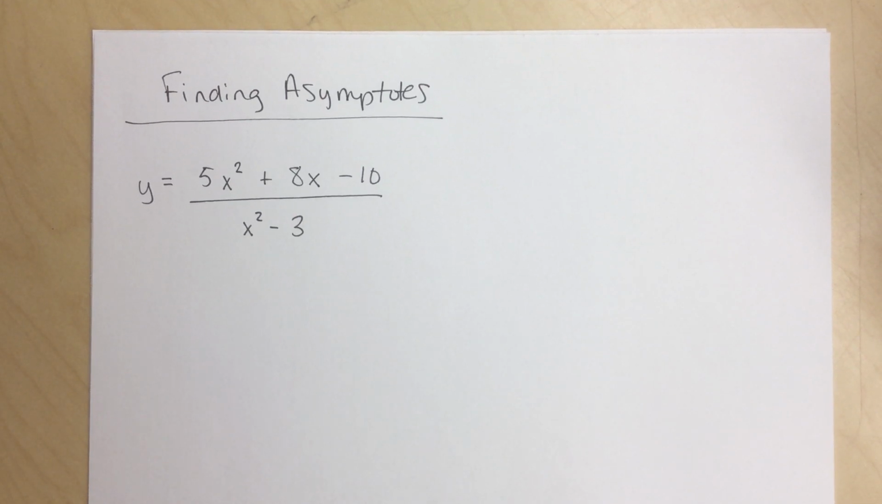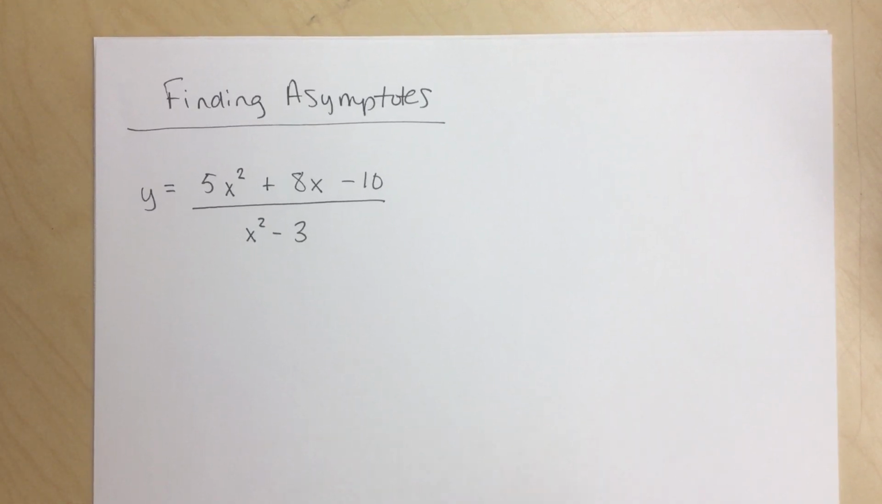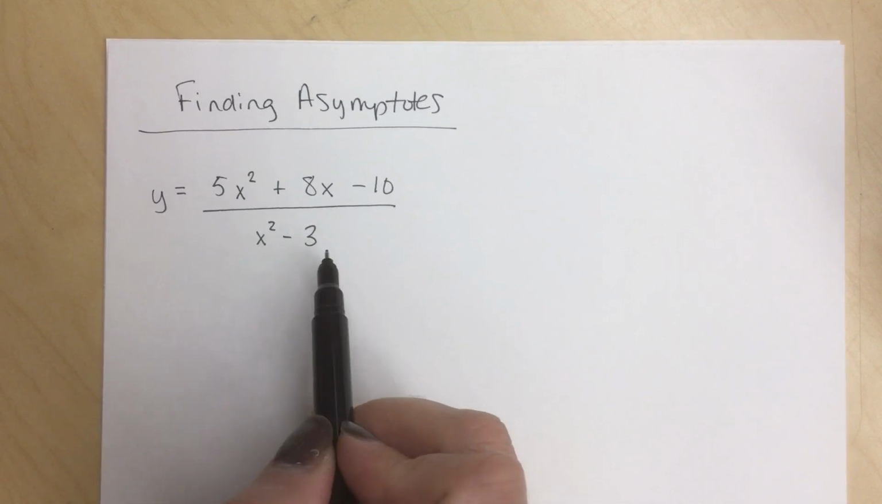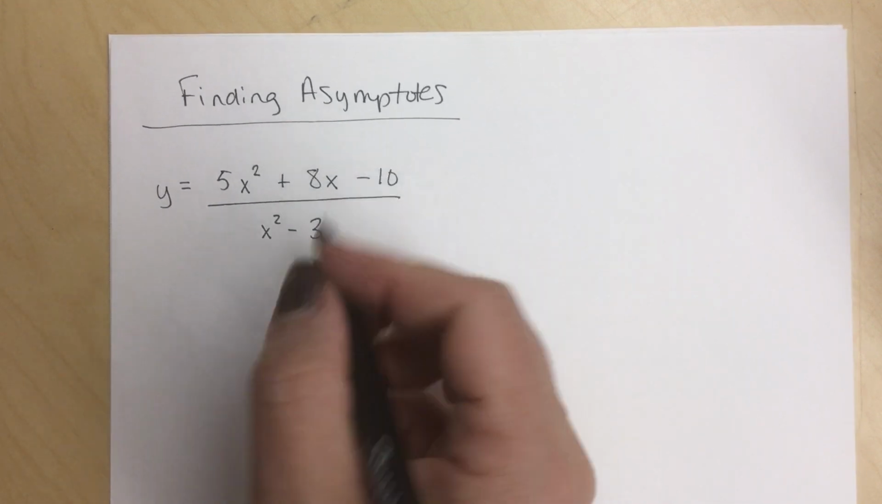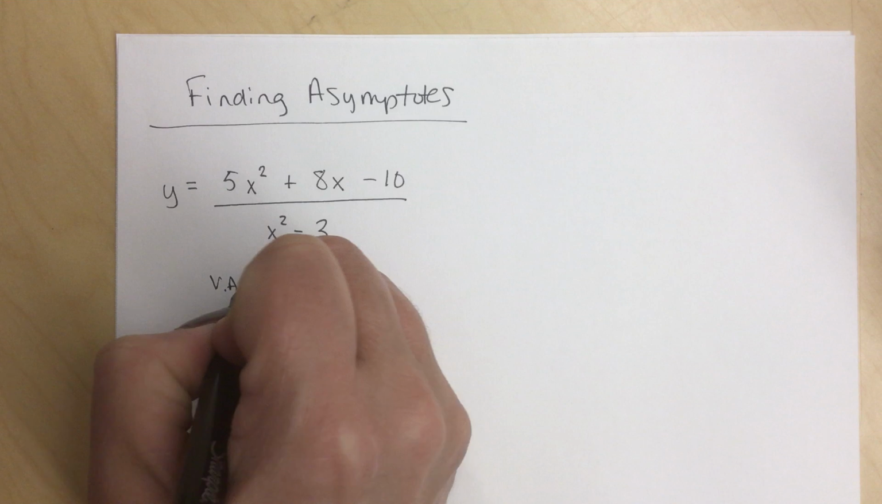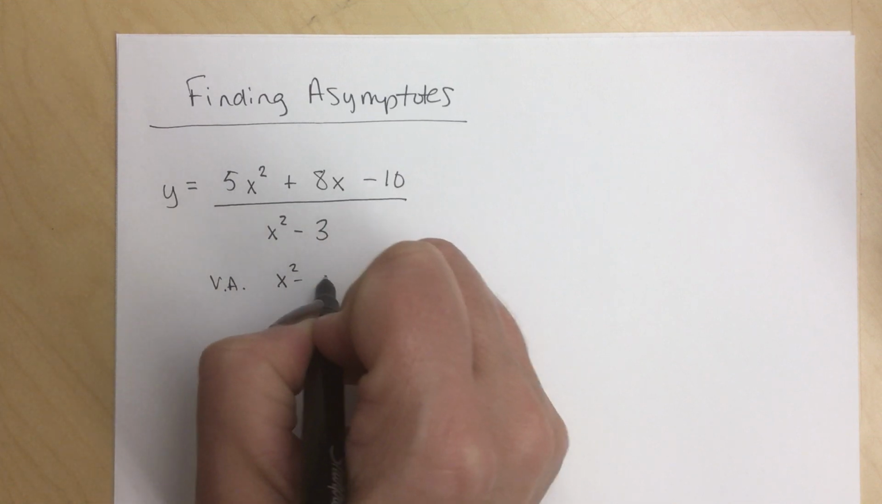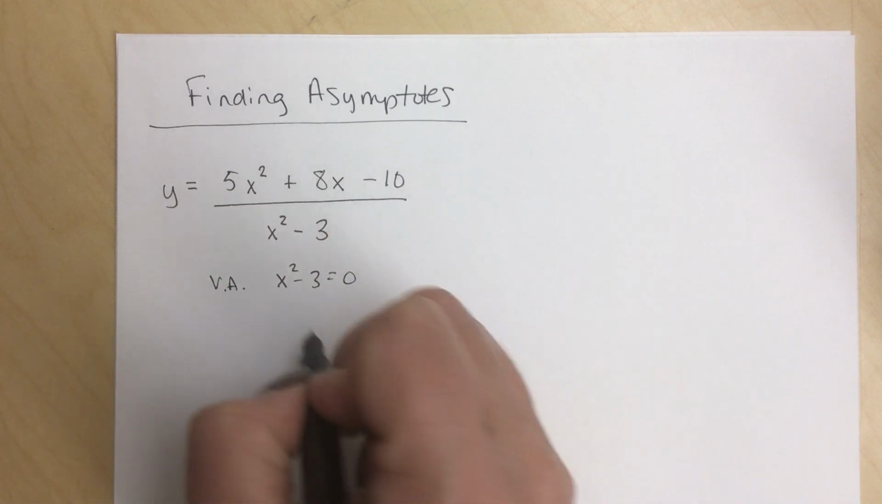Okay, in this video we're going to review finding asymptotes. So you should have the rules written out in your notes, so I'm just going to go through and work the problems. To begin with, I set the denominator equal to 0 to find my vertical asymptotes. So vertical asymptotes: x squared minus 3 equals 0.